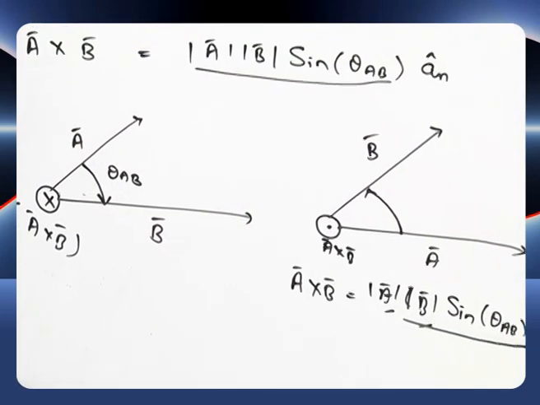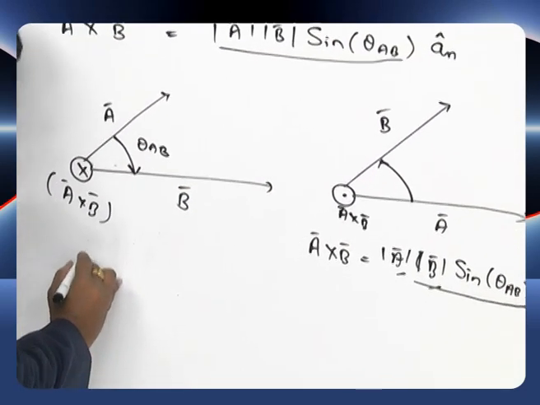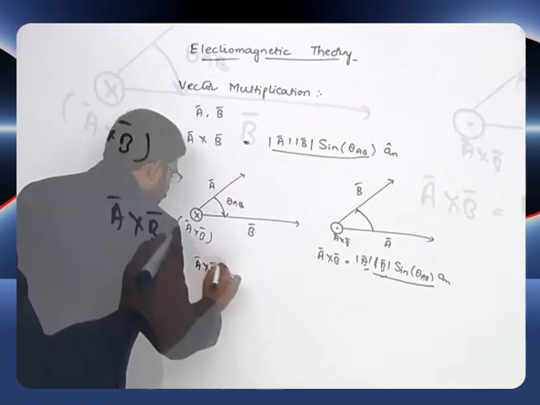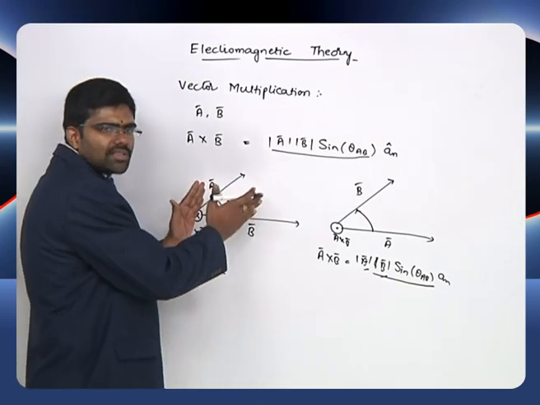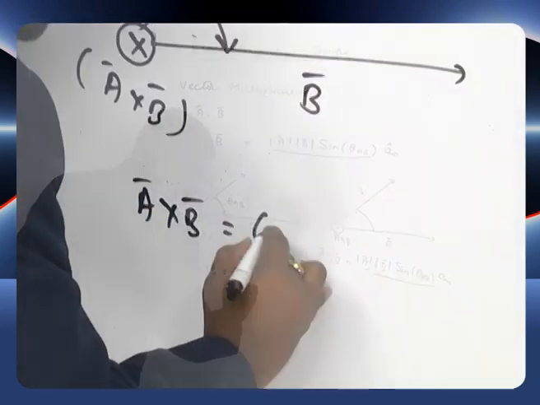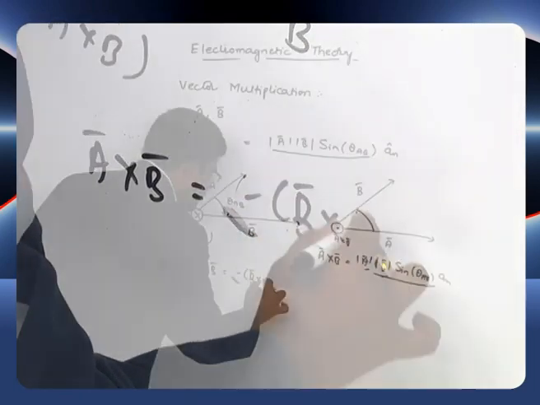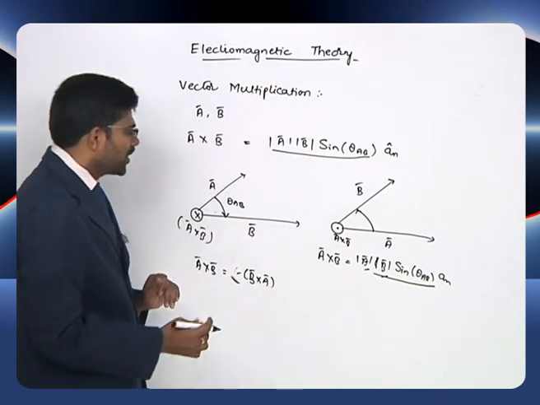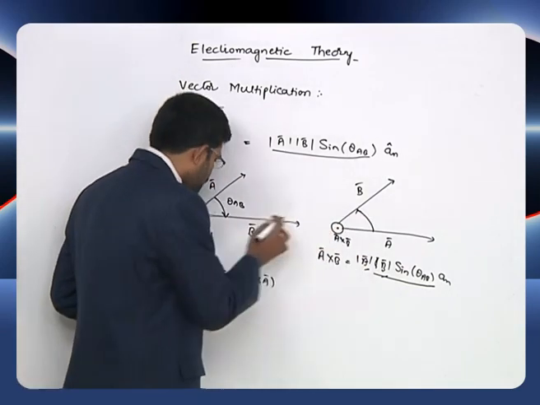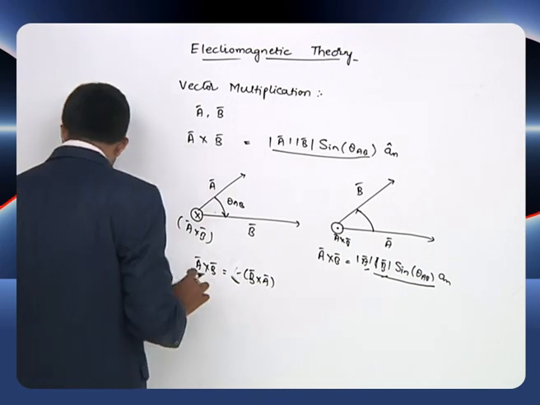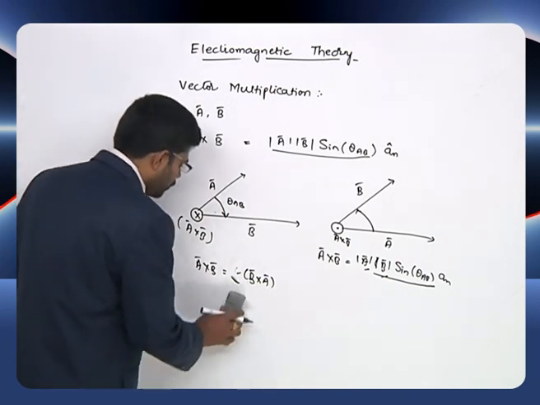So clearly what you can say is, if you consider a bar cross b bar and interchange the vector positions, then a bar cross b bar is equal to minus b bar cross a bar. Or for clearer understanding, we will consider b bar cross a bar in this case, then it is a little bit more convenient to understand.